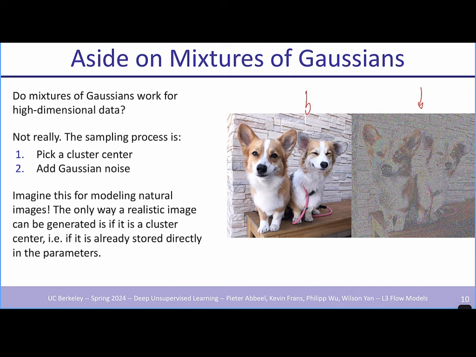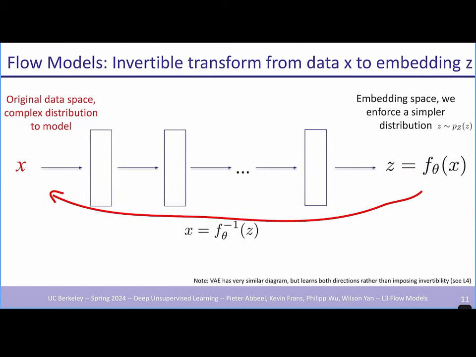Now, I'm saying not correct in the original pixel space. You can imagine what we're going to do next. What we're going to do is we're going to transform from the original space into another space. So flows, when I say a flow or a flow model, it refers to the transformation from X into Z. You have some input X, a bunch of computation happens, gets turned into Z.